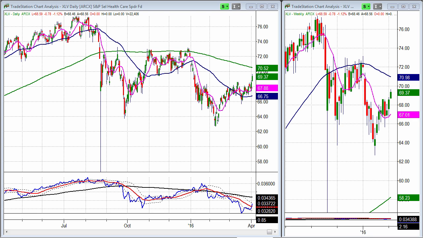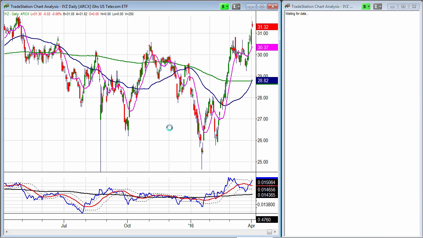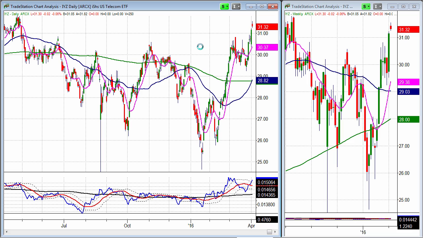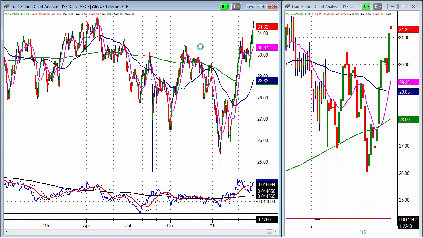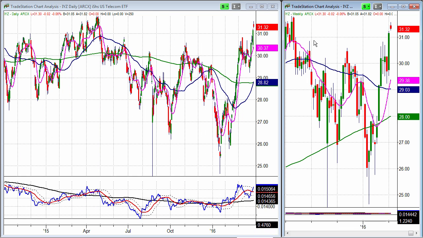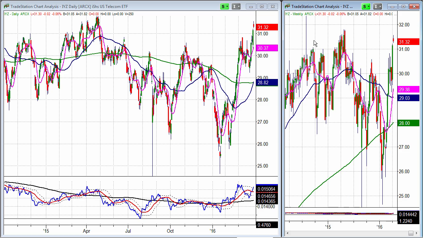Another interesting pattern out there is IYZ. So IYZ is US Telecom. Now, I have the weekly chart here so I can illustrate the bigger picture.